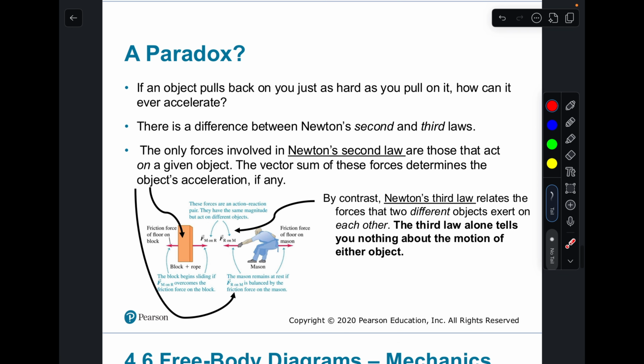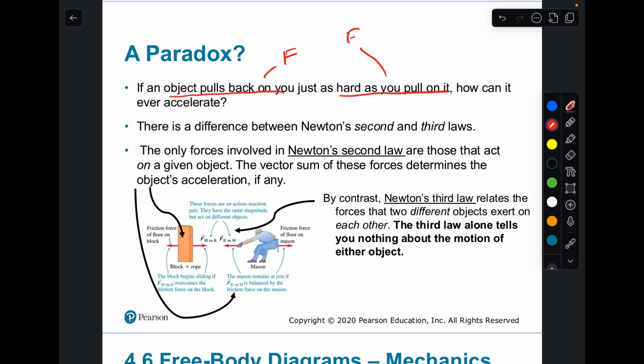Now this is a question I get a lot, and I'm sure it's a common question from students. It's like, well, okay, if I'm pulling on something really hard and it's pulling back on me equally as hard, how can it ever accelerate? This question is making a false assumption. And the false assumption is that these two forces here are going to be added together, which you do not do, right?